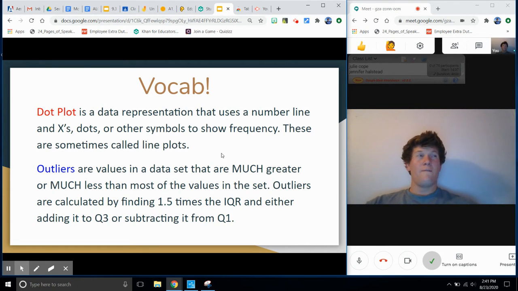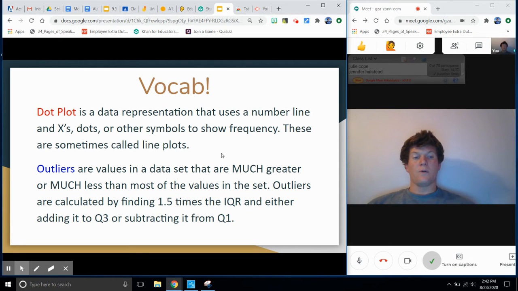I technically have 5 vocab words. 3 of them are pretty short. They're on the next slide, but 2 of them are right here. So the first one is called dot plot. Dot plot is a data representation that uses a number line and either a bunch of X's, a bunch of dots, or any other symbol to show frequency, to show how many times numbers show up. These are sometimes called line plots. So basically, if you're using a dot to show the frequency of how many numbers, it's a dot plot. If you're using X's, it's a line plot. That's basically it.